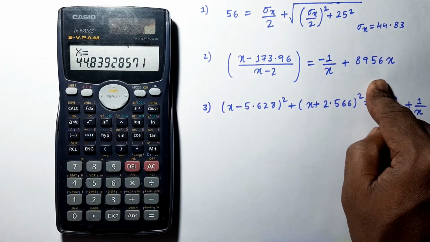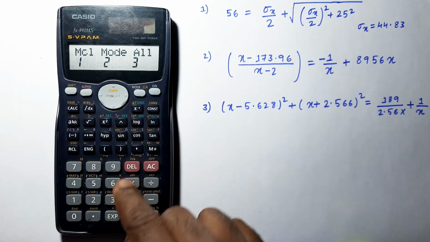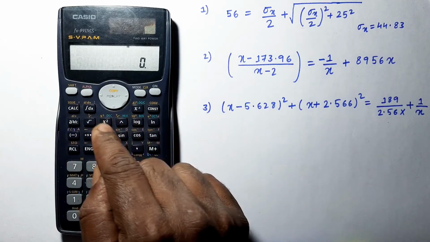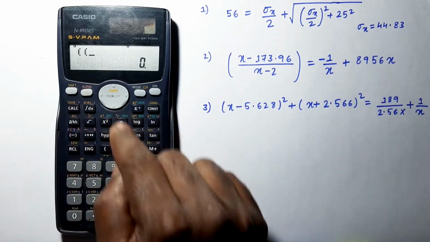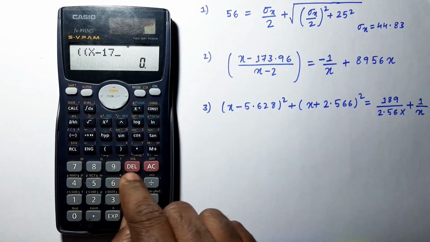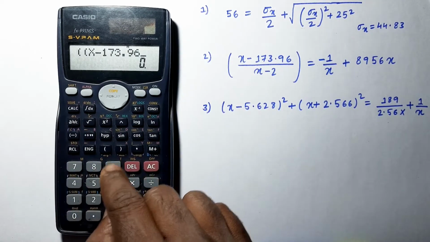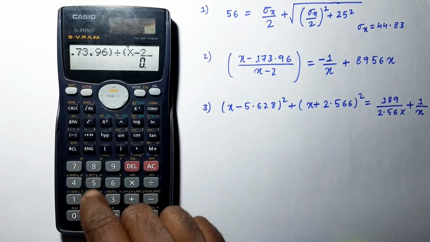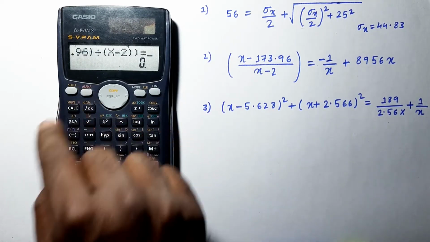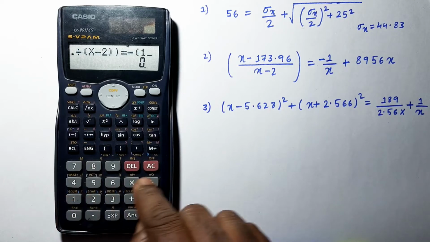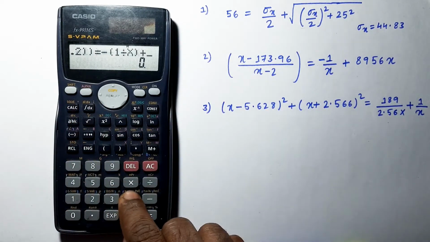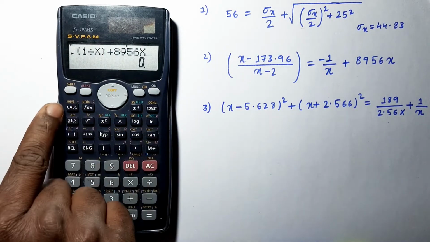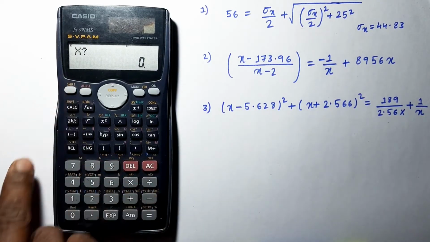Now let's take this equation. Let's reset once again. Open brackets. X minus 173.96 divided by x minus 2, which is equal to minus 1 by x plus 8956x. Now press shift calculate and again shift and calculate.